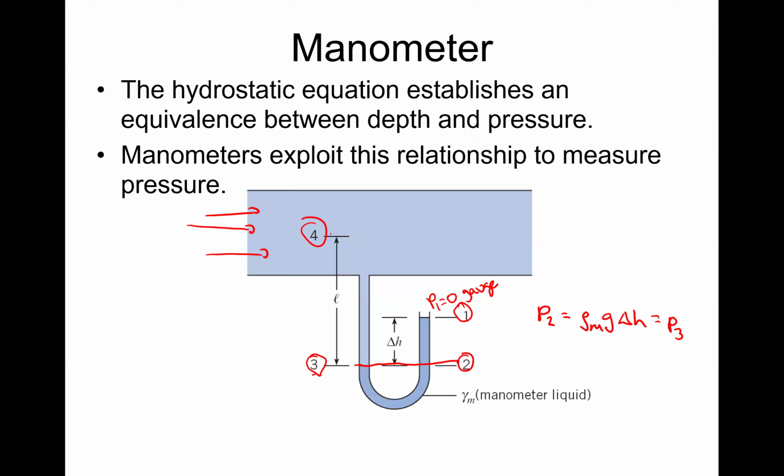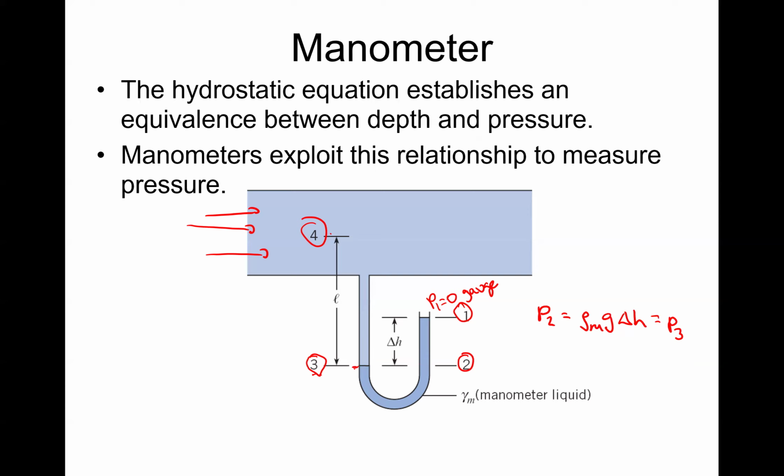Now, the tricky part comes that 4 is a value higher than 3. And 4 also has a different liquid. Between 3 and 4, we have a different liquid. You see that this 3 is the interface between the two liquids.